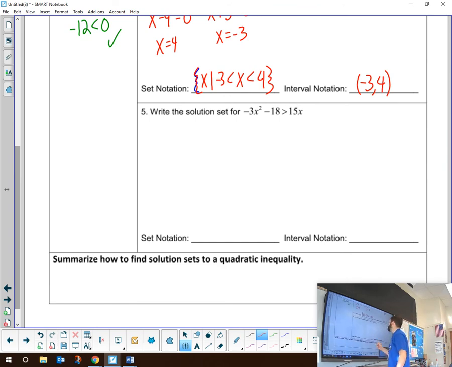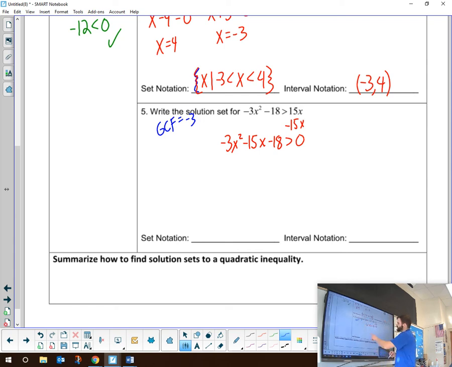Lastly, number 5. Let's write the solution set for this one. So first thing I'm going to do is I'm going to move this 15x over to this side. So we're going to get a negative 3x squared minus 15x minus 18 is greater than 0. Next, we're going to pull out my GCF. And my GCF for this one's going to be negative 3, because I do not want my a here to be negative. So we're going to pull out a negative 3 from this one.